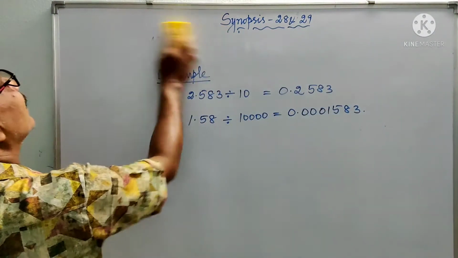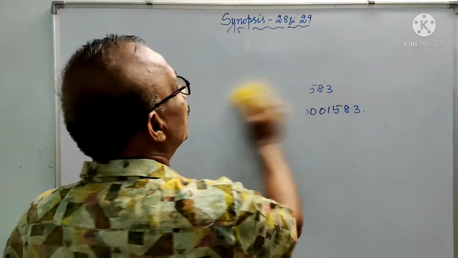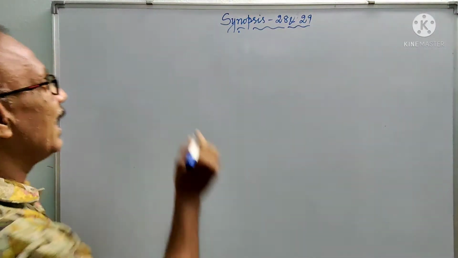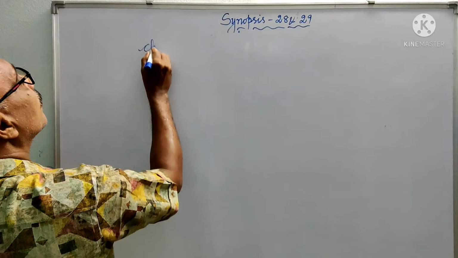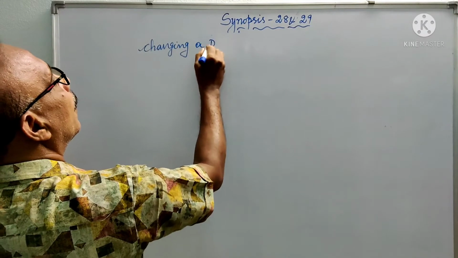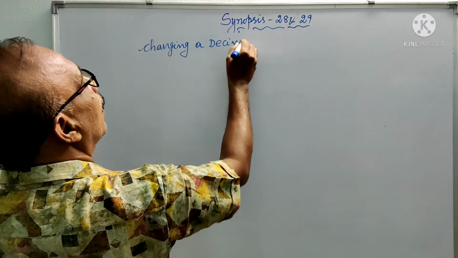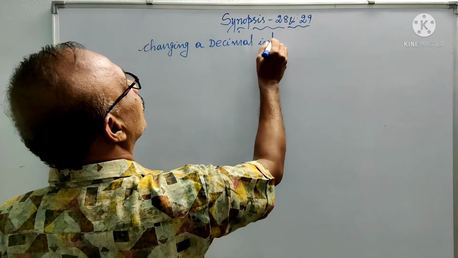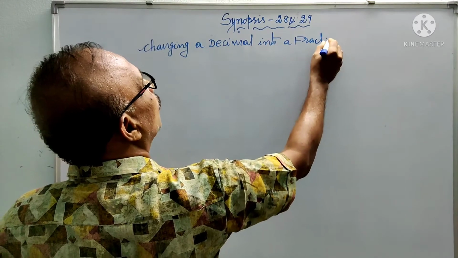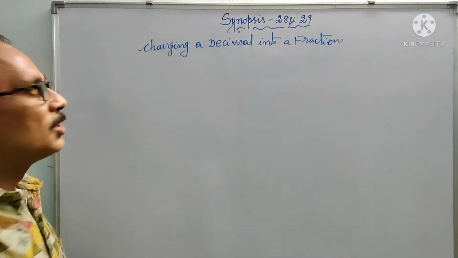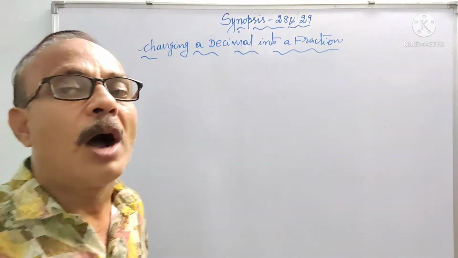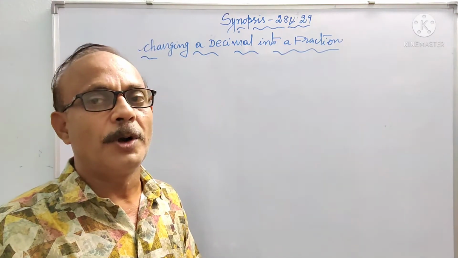Now, the last concept which we have to learn for the coming FT in this is changing a decimal into a fraction. In fact, this is not the last, still one more is there. So how to change a decimal numeral into a common fraction? That is what we are going to learn now.